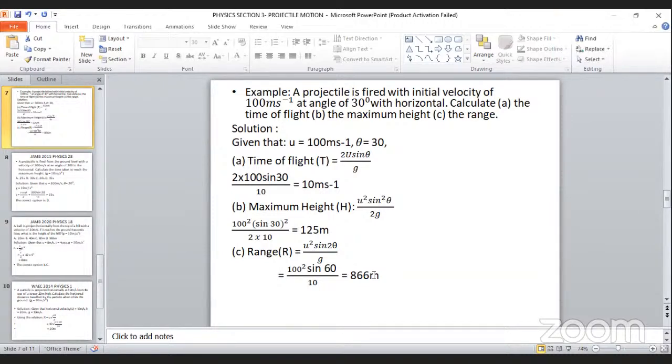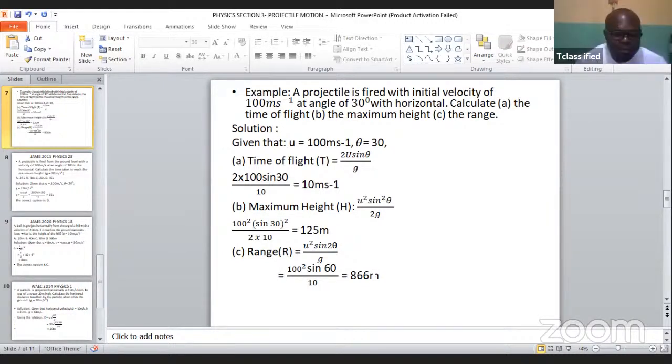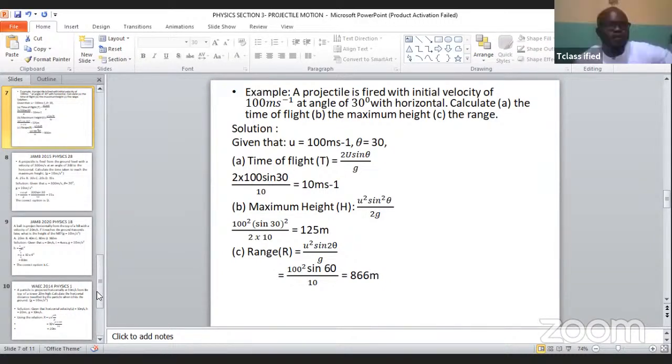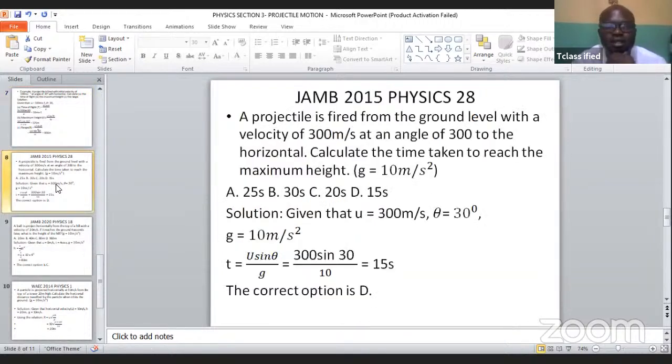Yes, I did. Okay, Oluwaseyi, is it easy? Yes, sir. Buchi, can it be understood? Chairman Buchi, can it be understood? Yes, sir, very understood. Okay, so let's move forward to actual questions from JAMB past questions.